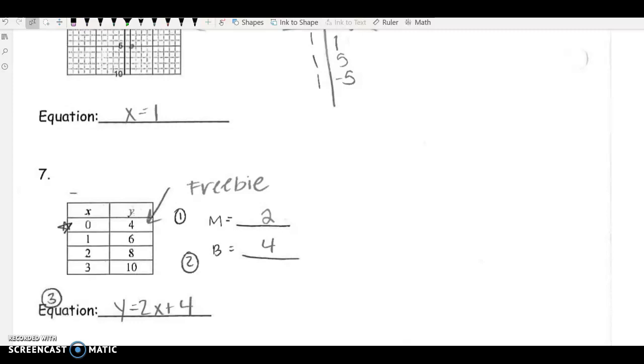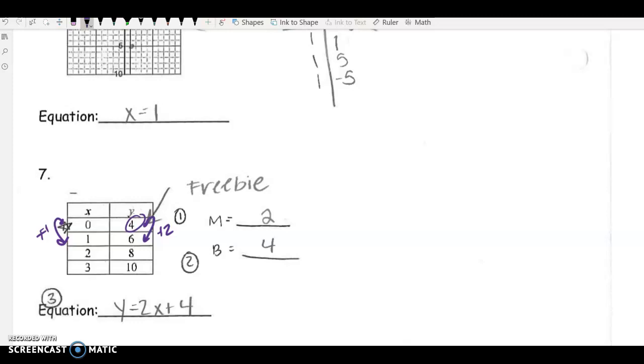It's (0, 4). So you're going to remember in chapter 2, we talked about finding the change in y over the change in x. So my y's are going up by 2, my x's are going up by 1. So that means my slope is 2 over 1 or 2. And (0, 4) is my freebie. So I went in and I wrote my equation as y equals 2x plus 4.